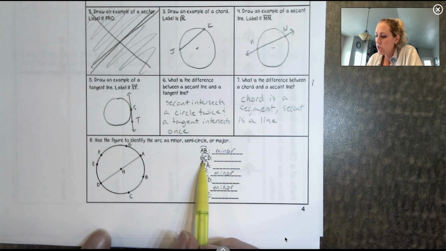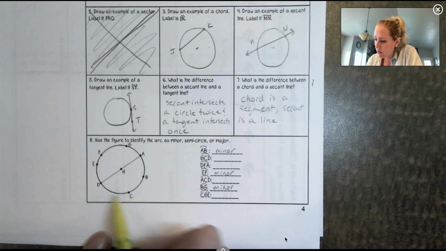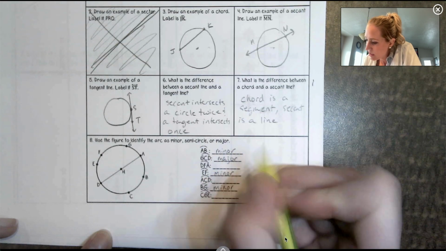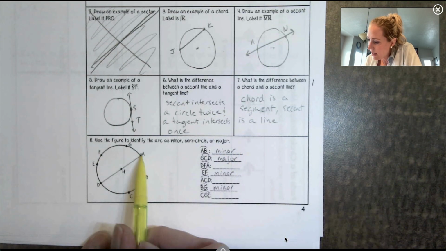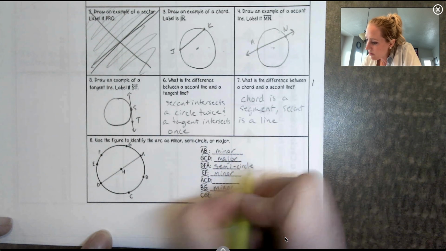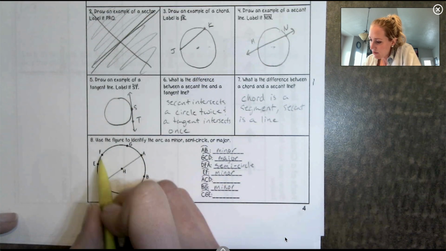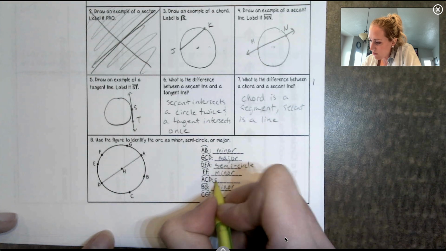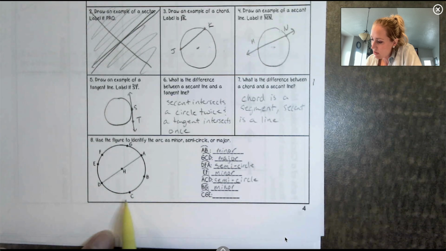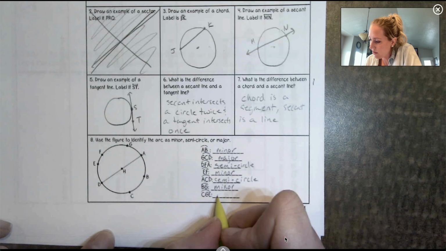Okay, G, C, D. So I start at G, then I go to C, then I go to D. So that's over half the circle, so that is a major arc. D, F, A. D, F, A, that is a semicircle because its endpoints are D and A that are on the diameter. A, C, D, this is another semicircle because D and A are on the diameter. C, G, E. C, then G, then E. That is over half the circle. That is a major arc.